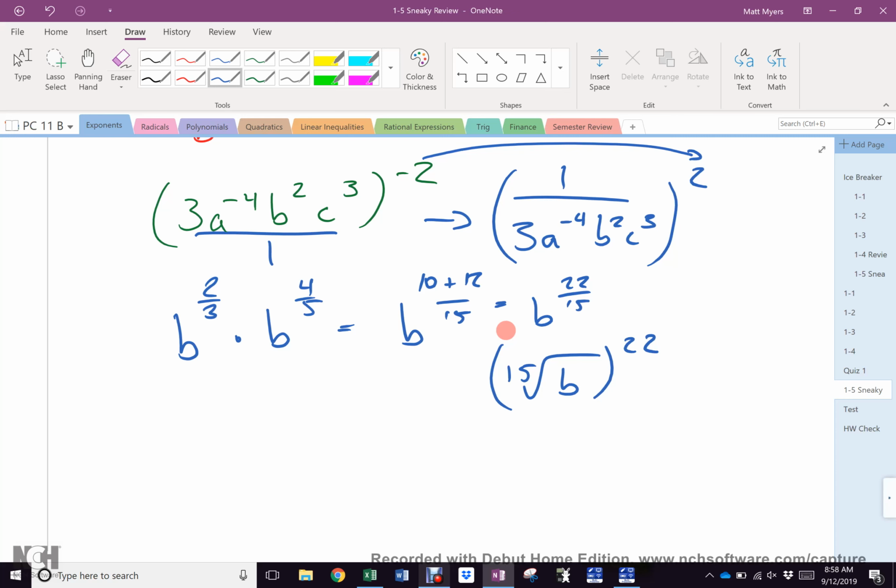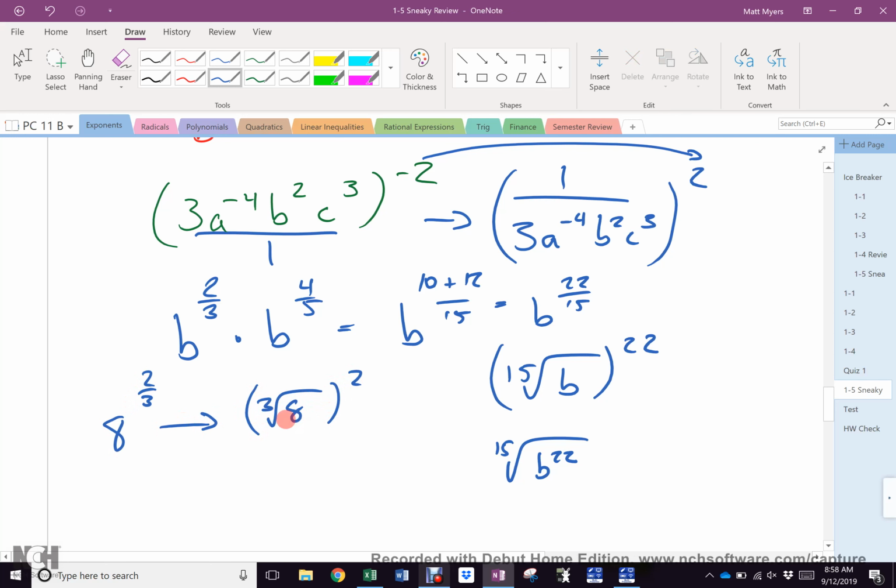Aaron. Which brackets right where? Here? No, because it's also the 15th root of B to the 22nd. They're the same thing. The reason I show both, Aaron, is because of this. If, for example, I had the cubed root of 8, or if I had 8 to the 2/3, that would be the cubed root of 8 squared. I put the brackets when this is perfect, because you know the cubed root of 8 is 2, squared is 4.